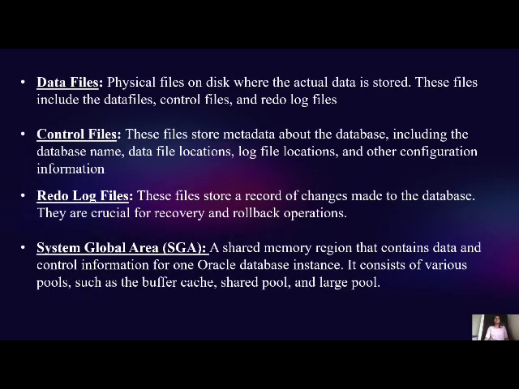Data files: physical files on disk where the actual data is stored. These files include the data files, control files, and redo log files. Next, control files. These files store the metadata about the database, including the database name, data file locations, log file locations, and other configuration information. Redo log files. These files store a record of changes made to the database. They are crucial for recovery and rollback operations.